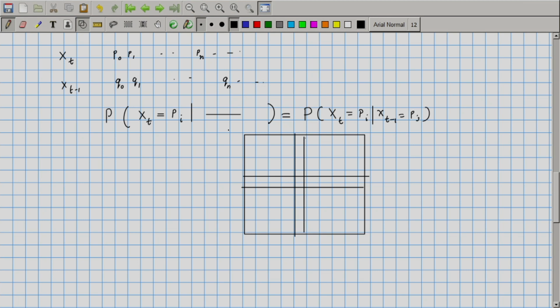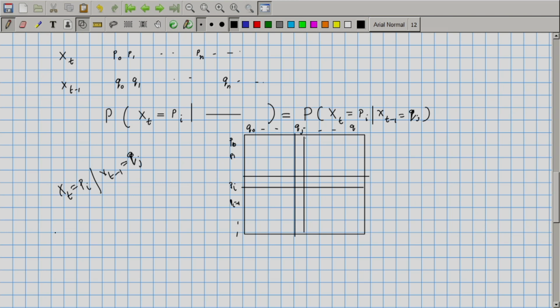Okay. So, on the rows there are these values p0, p1, pi, pi plus 1 and so on, could be an infinite matrix, and on the columns q0, qj and so on are the values that x t minus 1 can take. Okay. So, what is the probability that x t is equal to p i given x t minus 1 is equal to, let us say, q j.